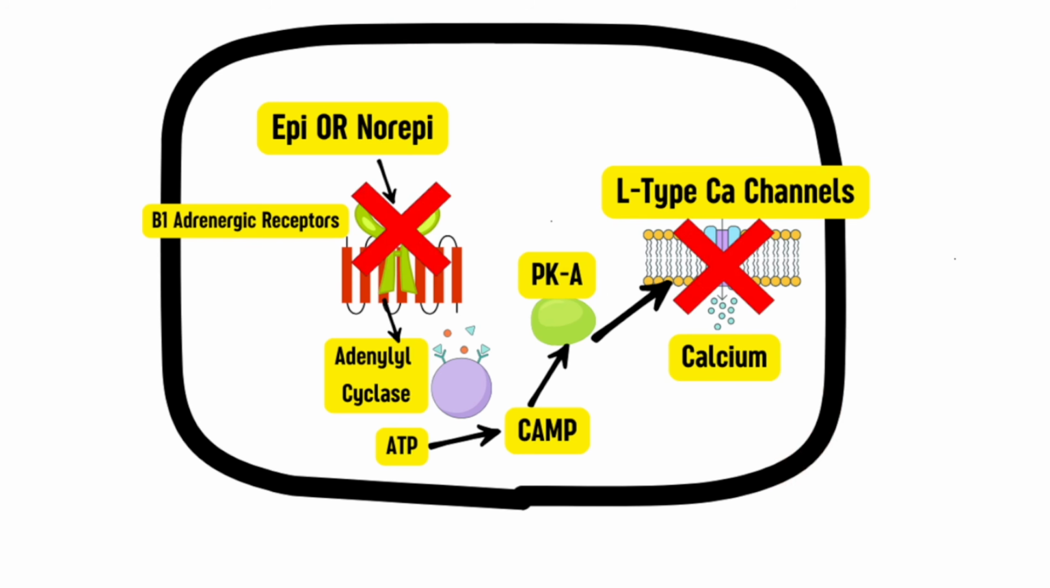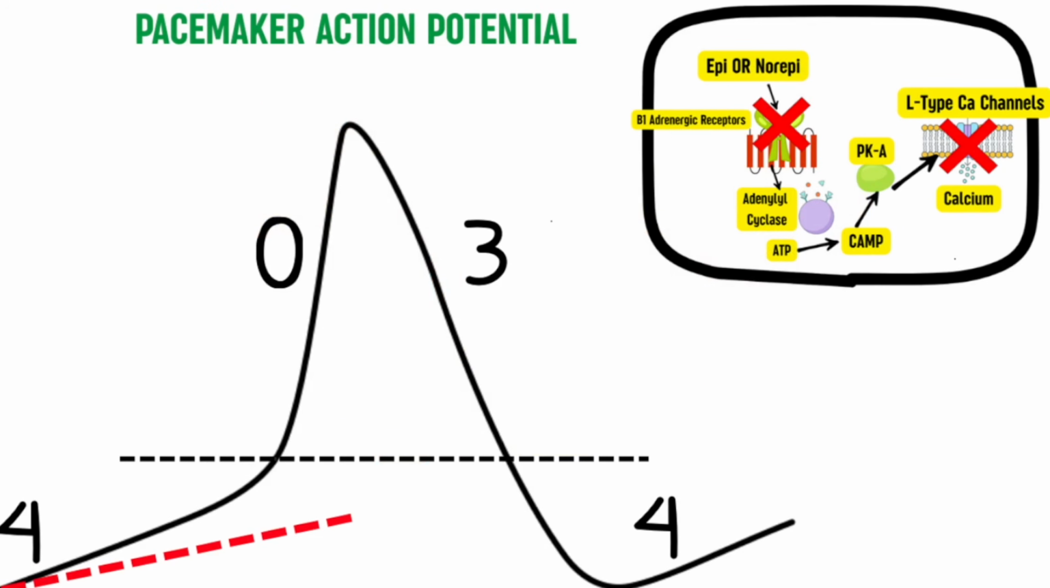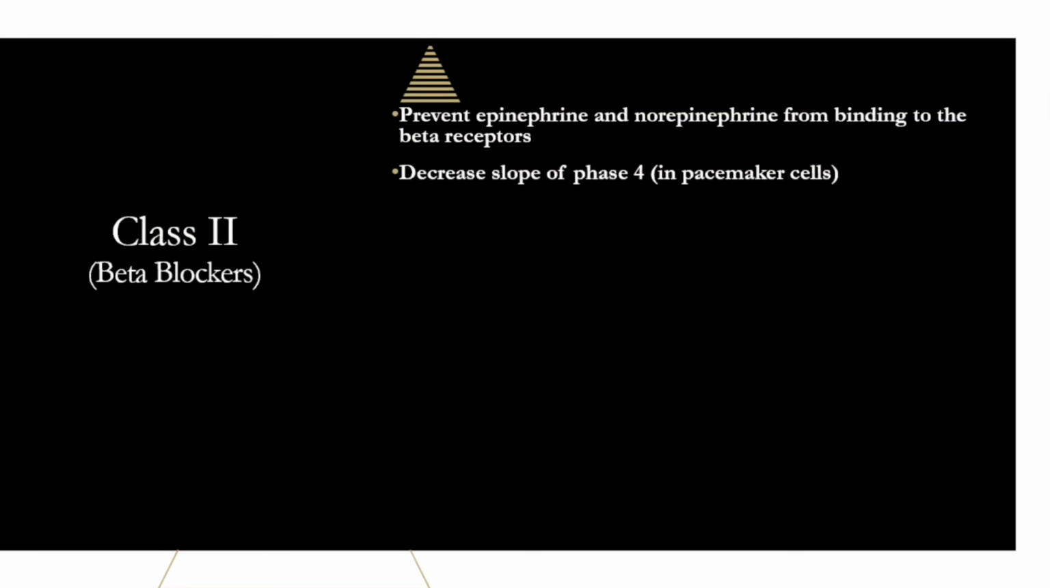So if we block these beta receptors with beta blockers, we block epi and norepi from binding, slowing the influx of calcium at the end of phase 4, decreasing this slope, making it take longer for the cell to reach the action potential threshold. And in turn, the SA node fires less often because of this, and the AV node conducts more slowly, both of which help control heart rate and are especially useful in treating tachyarrhythmias like atrial fibrillation.